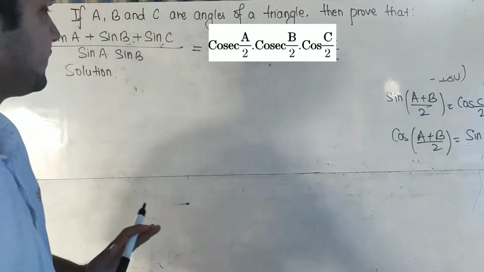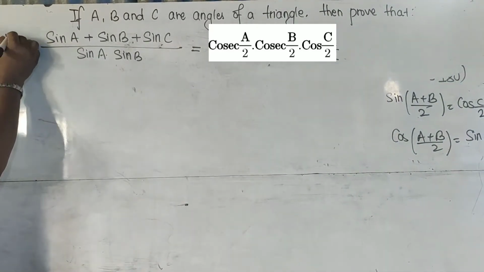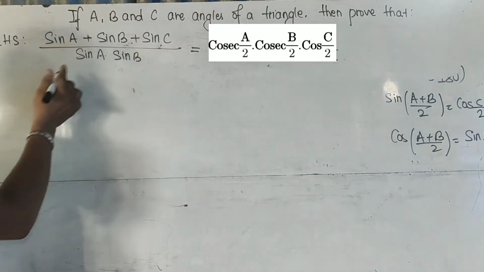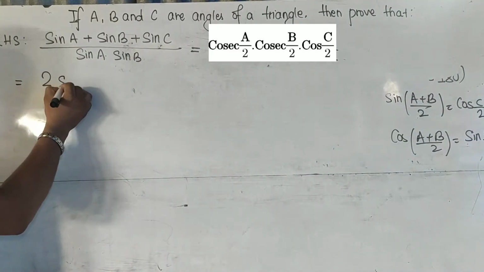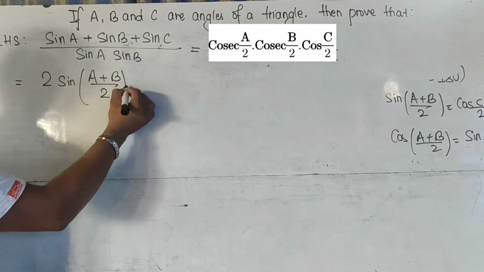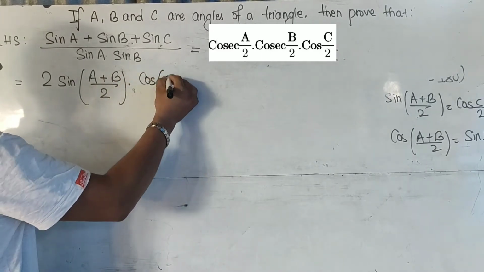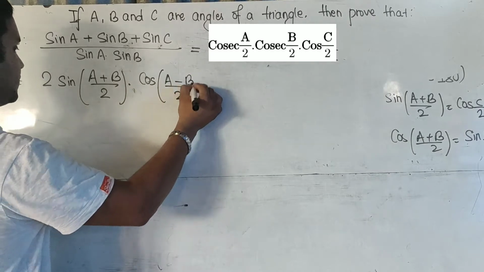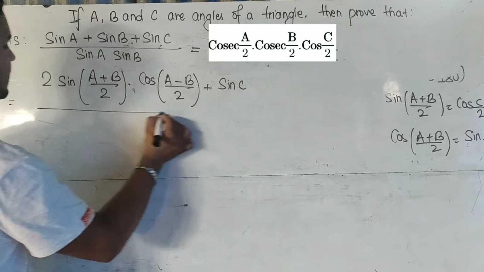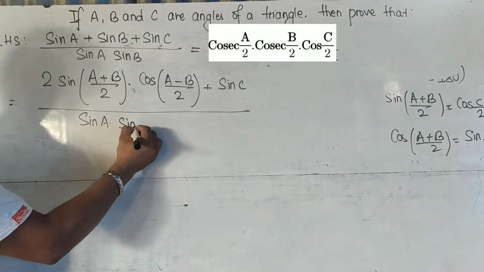So starting our problem from the left hand side. You have sin A + sin B, so you can assume this to be sin C + sin D, and you can use the formula, which is 2 sin((C+D)/2) · cos((C−D)/2). Then sin C as it is. And in the denominator you have sin A · sin B.